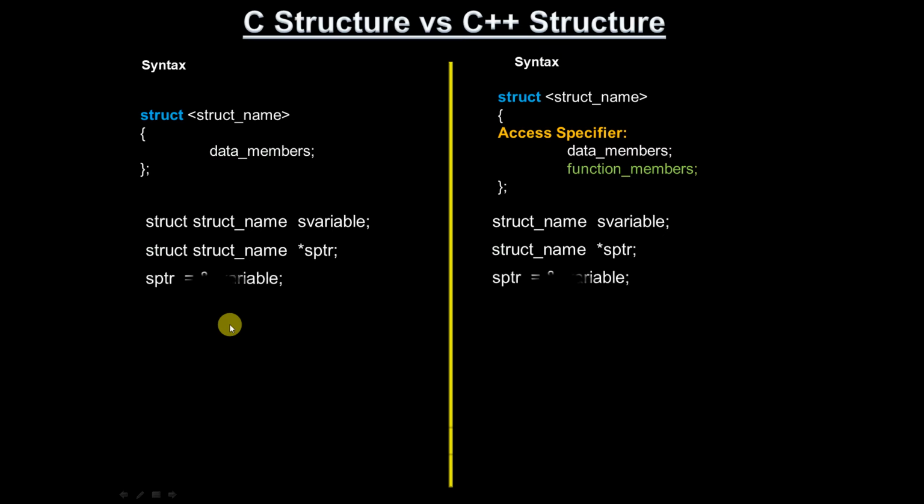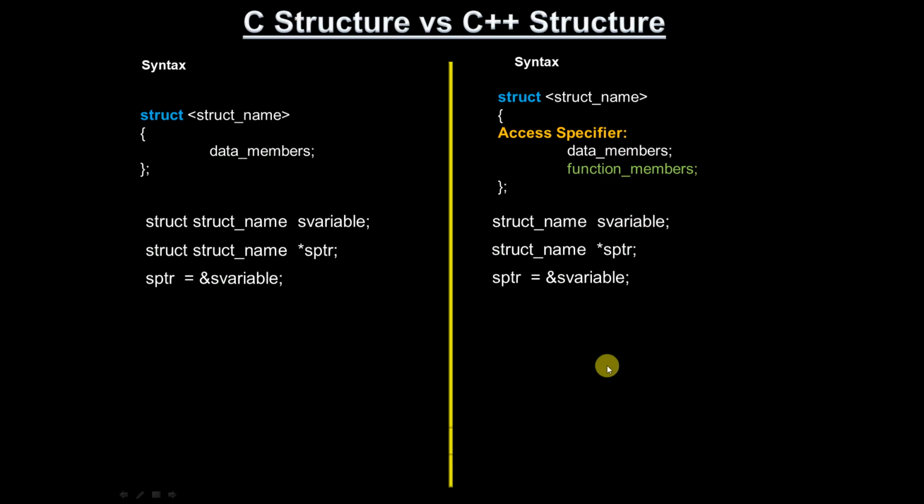Once you have created the pointer, make sure that this pointer is holding the address of a valid structure variable of the same structure. So sptr is pointed to this structure, and the structure variable is also pointed to this structure. So sptr equals address of structure variable. Now this pointer is holding the address of this structure variable. Same here: sptr equals address of structure variable.